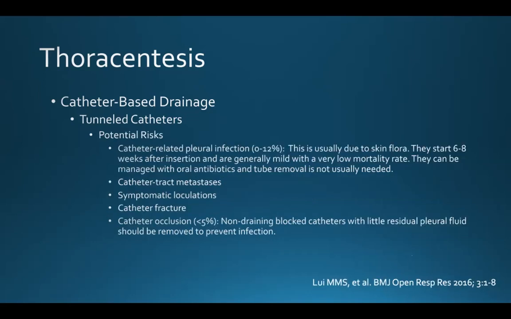There are risks, such as catheter-related pleural infection. It's a low risk, and this is usually due to skin flora. These infections can start almost 2 months after insertion and are generally very mild with a low mortality rate, and they can usually be managed with oral antibiotics, and tube removal is not usually needed. Other complications include catheter tract metastases, symptomatic loculations, catheter fracture, and catheter occlusion.